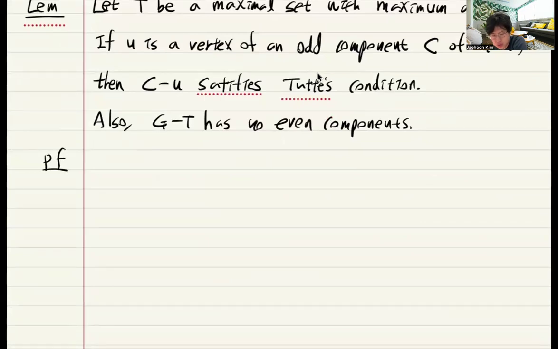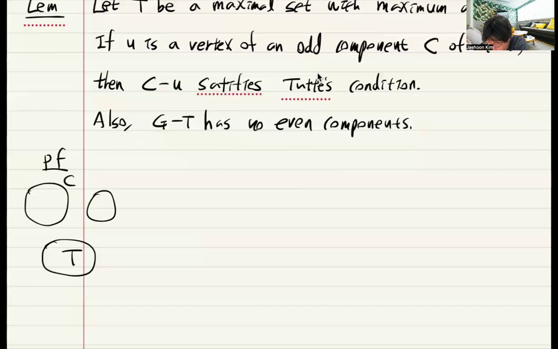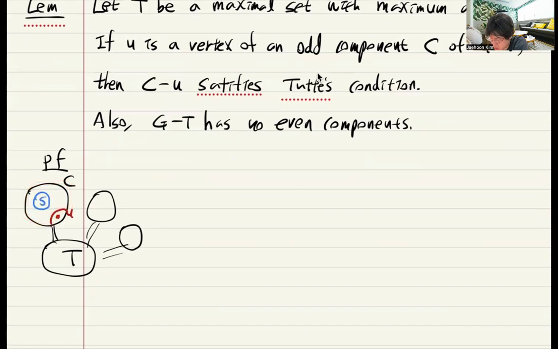So let's prove this. What do we know? We have T, and then we have C, and another odd component here. And we have, say, one vertex U here. Then what do we want to prove? We want to prove that this part satisfies the Hall condition. So we have to consider the set S here, for S in the vertex set of C minus U.